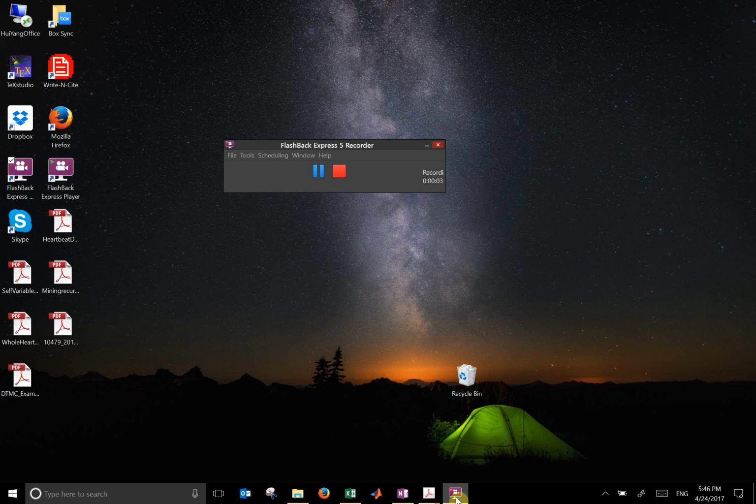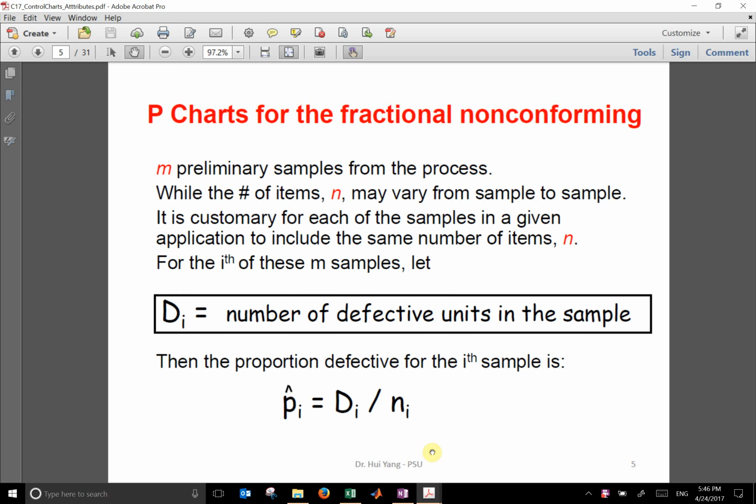Hello everyone, in this video we are going to show the P chart. The P chart is for the fractional non-conforming. If we collect m preliminary samples from the process, one sample at a time, each sample may have a number of items n, the sample size, which may vary from sample to sample. It's customary for each of the samples in a given application to include the same number of items n.